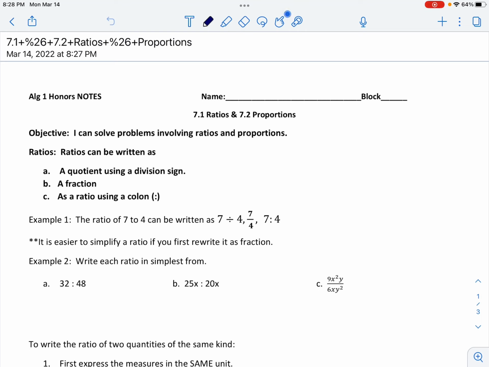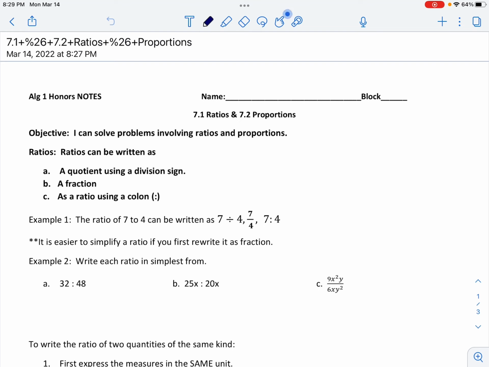So today we're going to be talking about ratios and proportions, stuff that we already know how to do. It's just a little bit more advanced in different areas, stuff that we may not have looked at or covered the first time around. So we're going to go through and review all of that again.